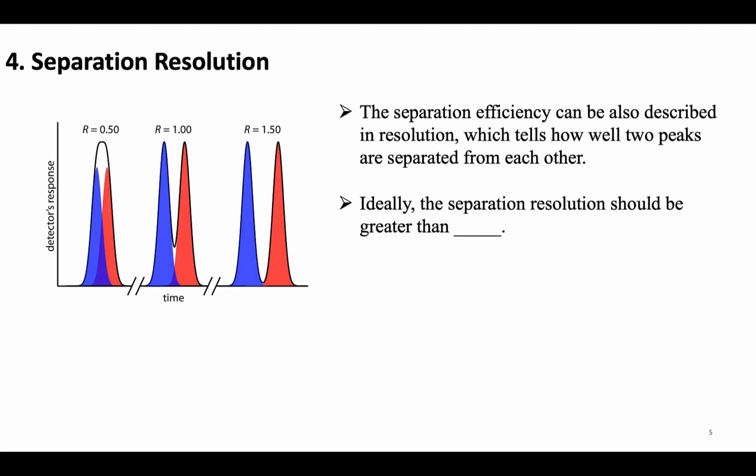The last information is about separation between two peaks, the separation resolution R. Shown here are separation scenarios with different resolutions. When the resolution equals 0.5, the two bands, blue and red, are barely separated. When the resolution becomes 1, the two bands are separated on the top, but the bases overlap. When the resolution equals 1.5, these two are very well separated.